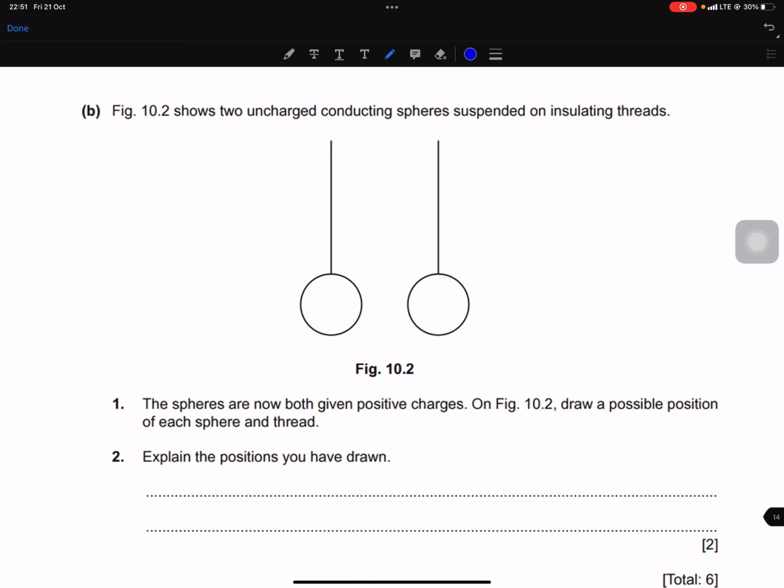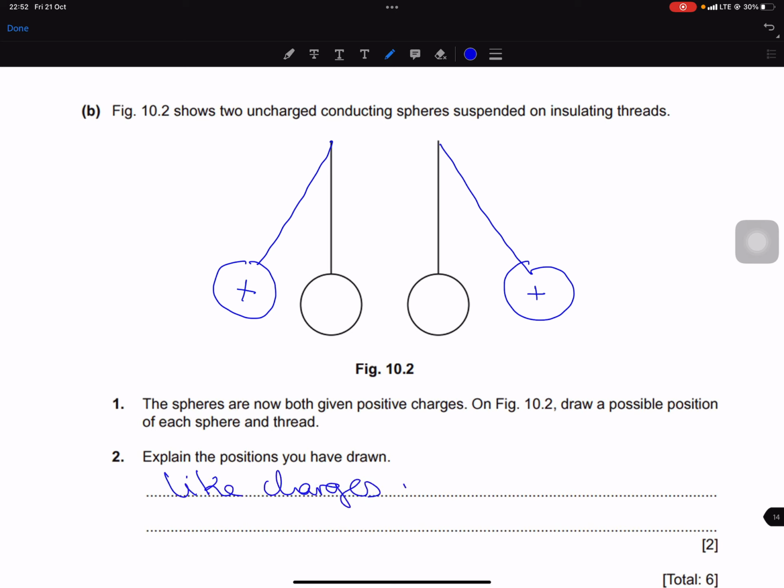The figure shows 2 uncharged conducting spheres suspended on insulated threads. The spheres are now both given positive charges. Draw possible positions of each sphere. Both positive charges means that the 2 spheres would repel each other. Okay, they would repel because like charges repel. Explain the positions you have drawn. Now explanation is just what I said. Like charges repel. 1 mark for the drawing, 1 mark for your explanation.